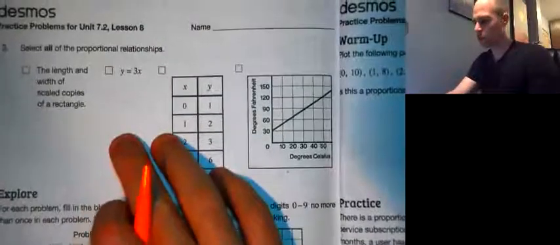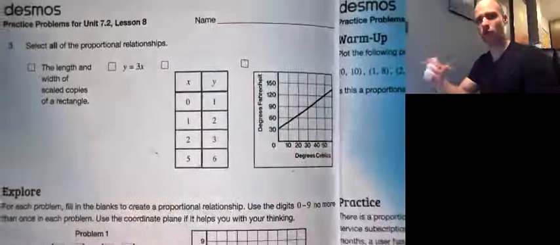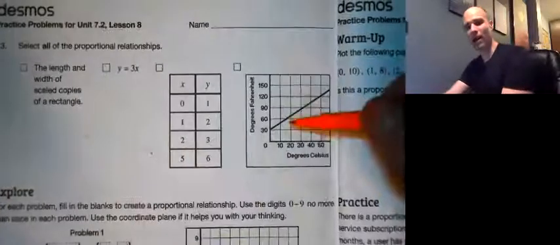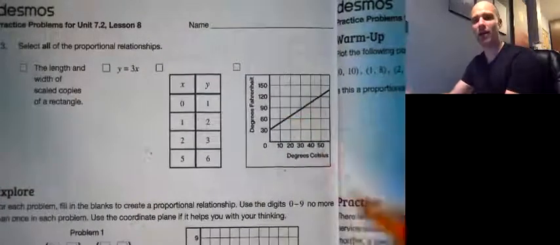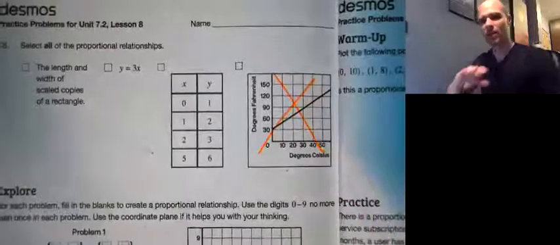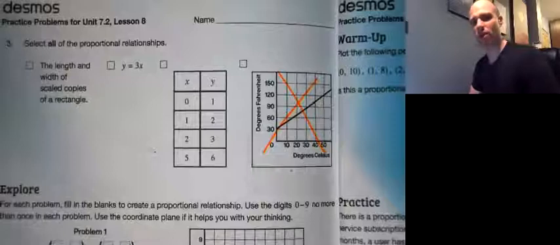There we go. All right, so next we're given 4 different ways of looking at relationships: words, equations, tables, graphs, and we need to identify which ones are proportional. And right off the bat, I see a graph that does not contain the origin. To me, that's the quickest, easiest visual way to see that that is not a proportional relationship.